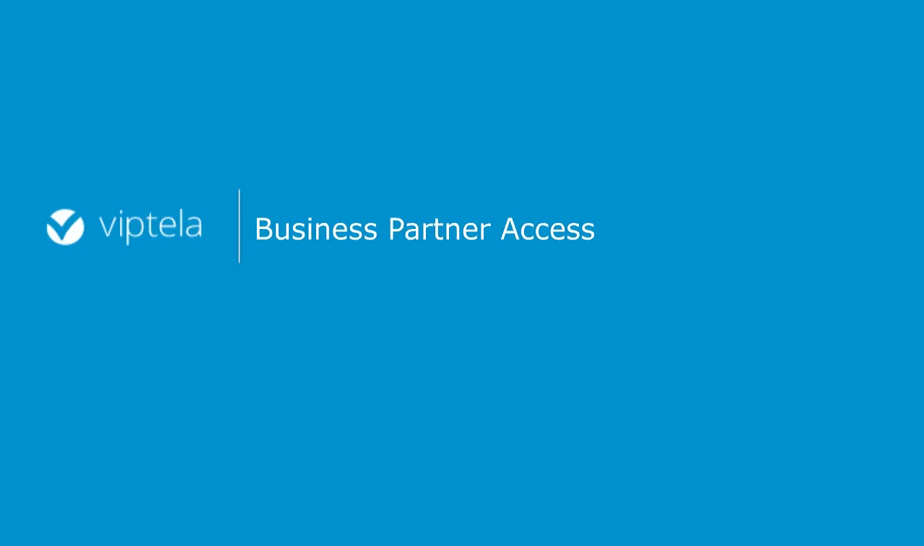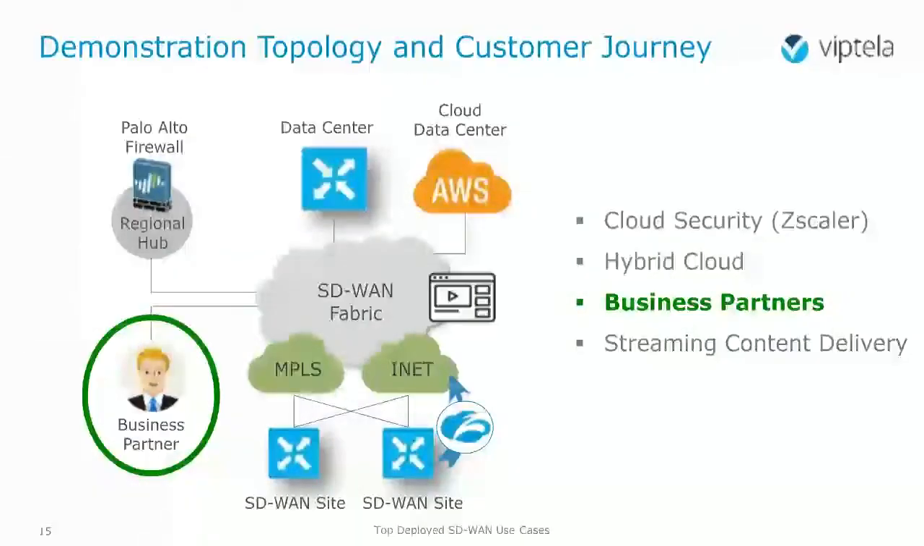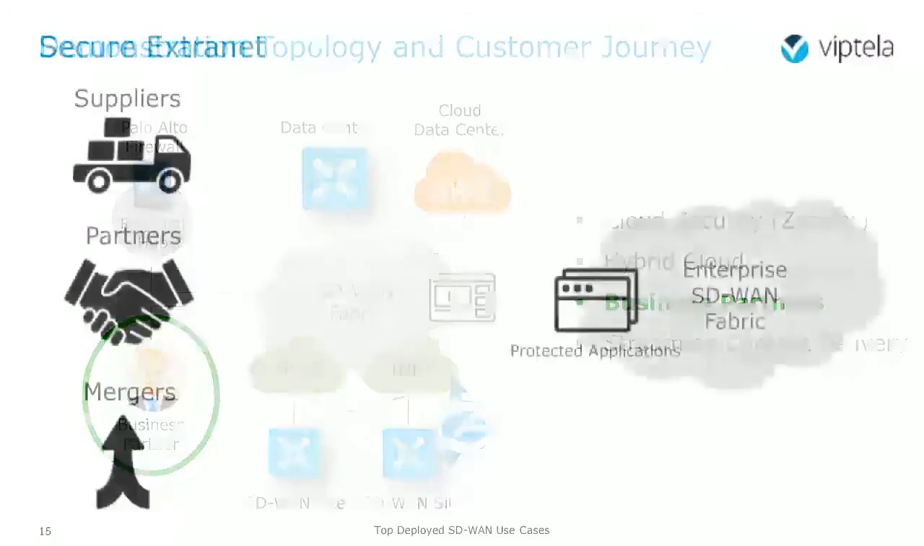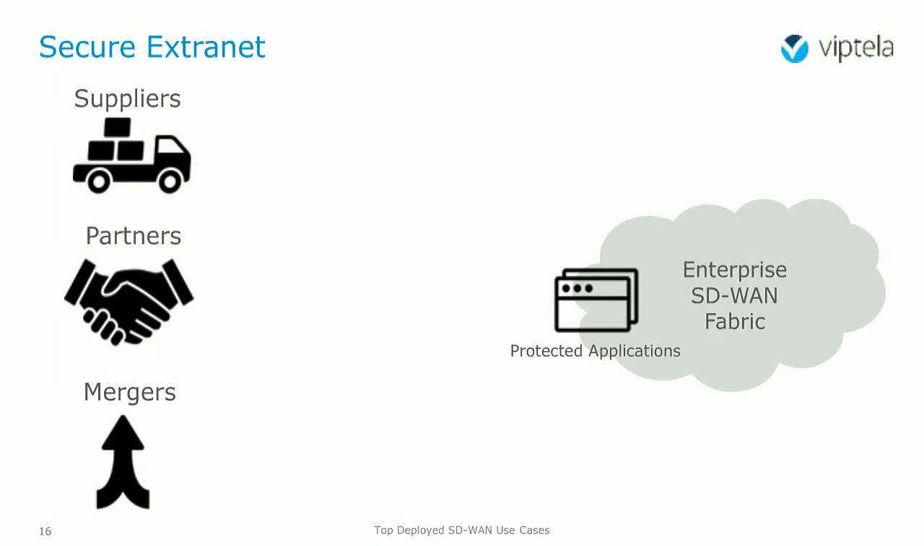Business partner connectivity. Business partner connectivity is an ability for you to extend your organizational fabric into external entities. Those external entities could be suppliers, they could be partners, they could be part of mergers and acquisitions, and they need access into your protected application resources in your data centers. Now the question is how are you going to accommodate that connectivity, because they're not fully trusted entities, right?